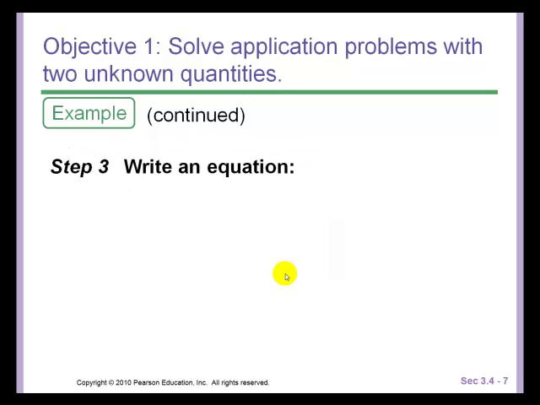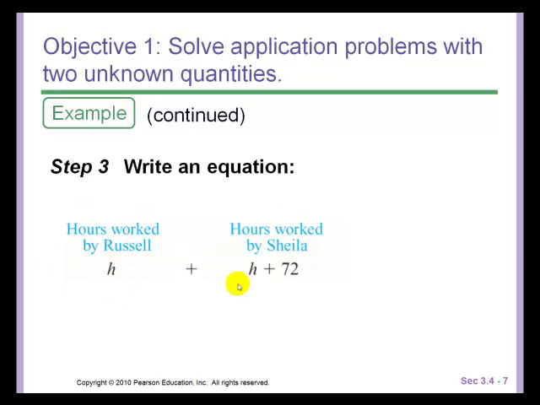Now we will use these to write an equation. We know the hours worked by Russell is H. The hours worked by Sheila is H plus 72. If we add these up, we know the total is 232. Here's our equation.